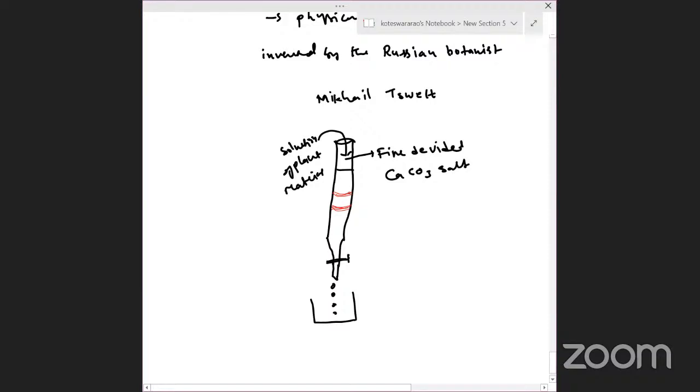Based on that, he named it chromatography. Chromo means color. Chromatography means color writing, after the Greek words chroma meaning color and graphein meaning writing. This is the history behind the invention of chromatography.